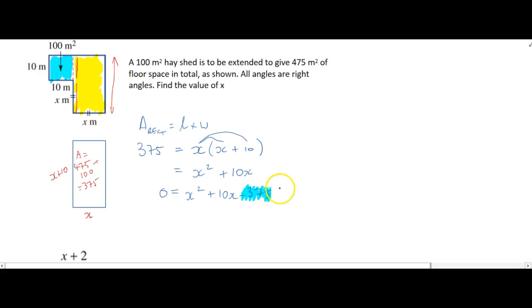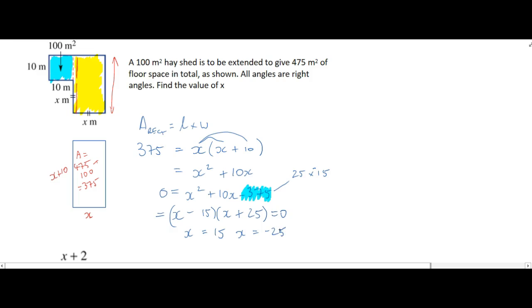Okay, so what I worked out is the factors of minus 375. Factors of 375 are 25 times 15. It's a negative, so one of them has to be negative. We have to add up to get positive 10, so if we make it negative 15, we'll get good factors. So we get x minus 15, x plus 25 equals 0. Our answers are going to be x is equal to 15 and x is equal to minus 25.